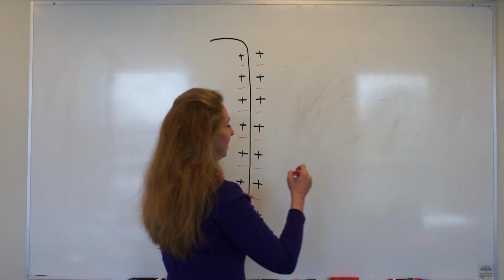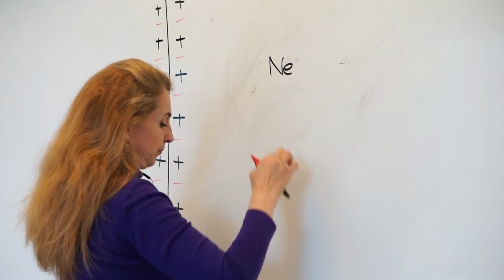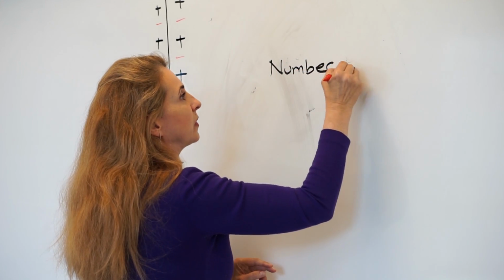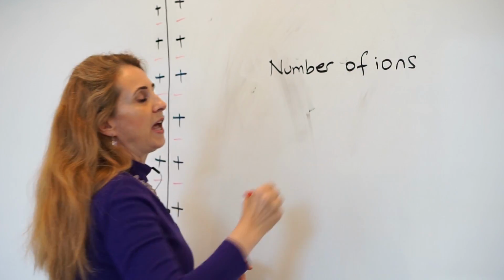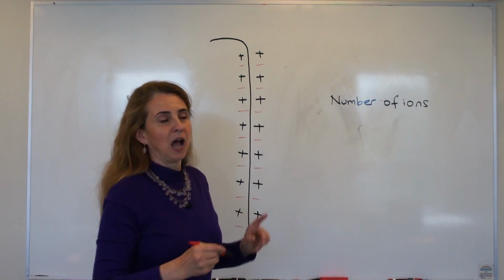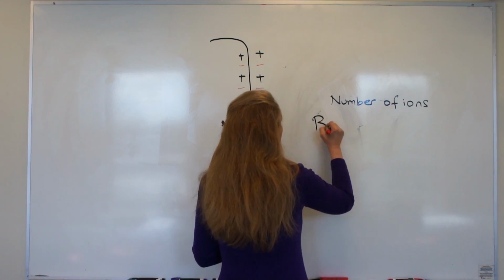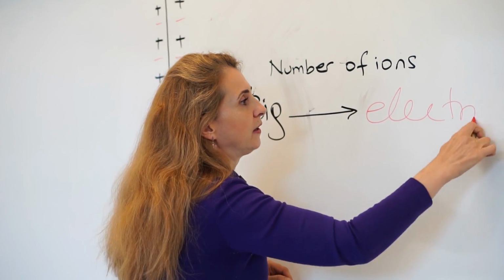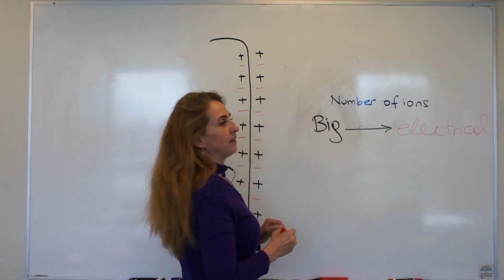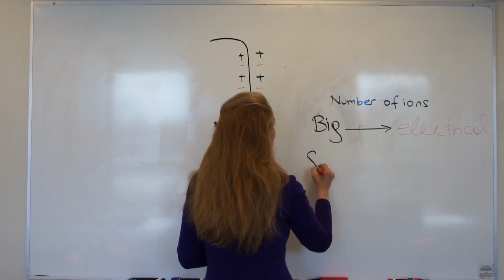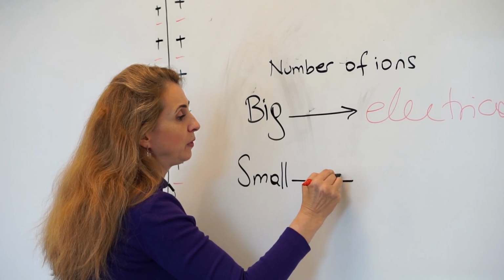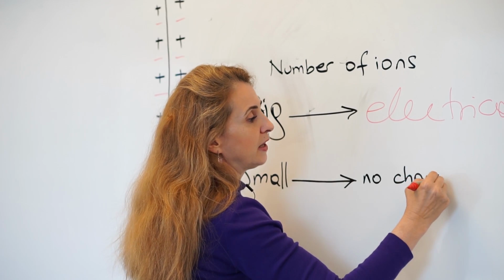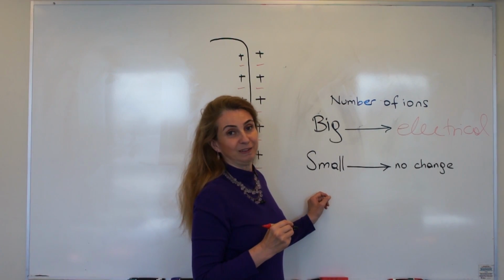This rule says that the number of ions that are going to move across the cell membrane is big enough to produce an electrical activity, but the number of ions is too small, I'm repeating it, to produce any change in the concentration of the ion.